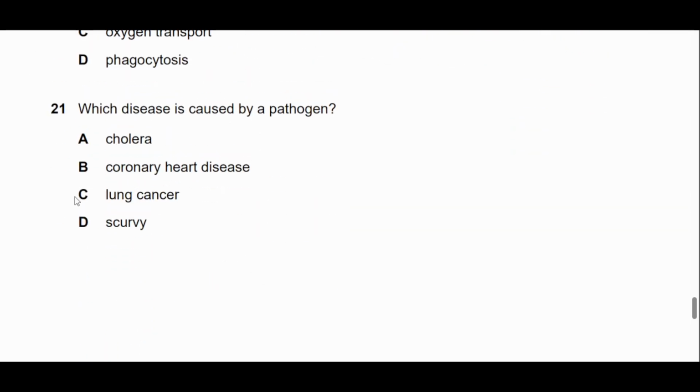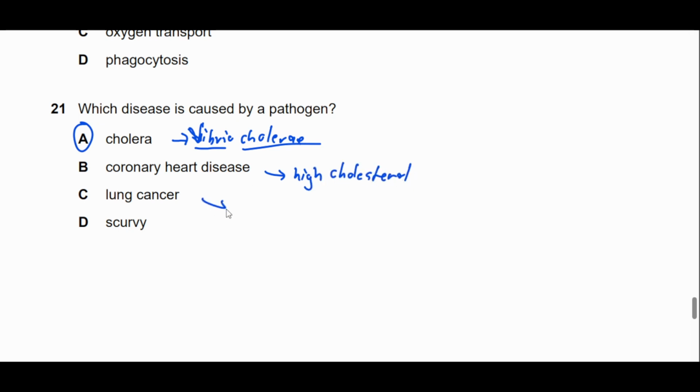Which disease is caused by a pathogen, right? So cholera is caused by Vibrio cholerae. Okay, so this is the name of the bacteria that causes cholera. So this is the answer. Coronary heart disease is caused by high cholesterol. Lung cancer is caused by mutations. Scurvy is caused by lack of vitamin C. Okay.